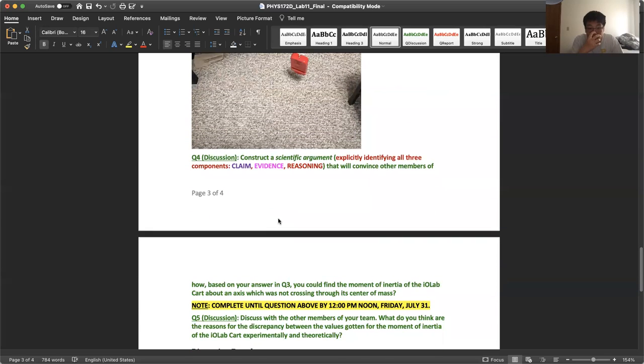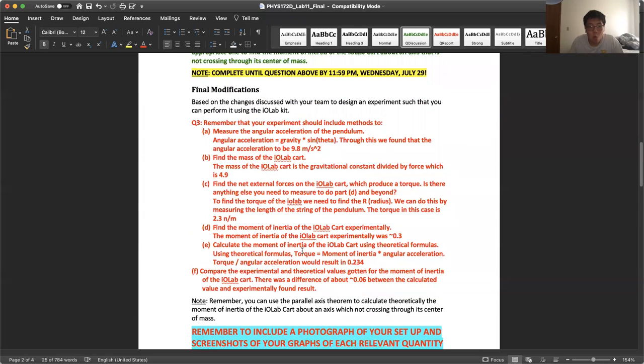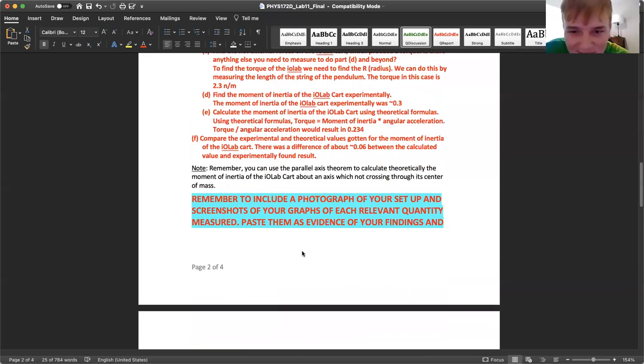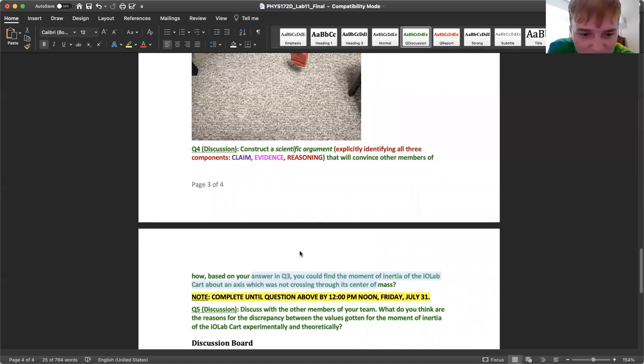So question 4: construct a scientific argument that will convince other members of your team, based on your answers to Q3, that you could find the moment of inertia of the IOLab cart on an axis which is not crossing the center of mass. Wait, what does it say? I have no idea what it's saying. Wait, is this exactly what we did before? It seems like basically the same question as before, just like the one that will convince other members, your answer to Q3.